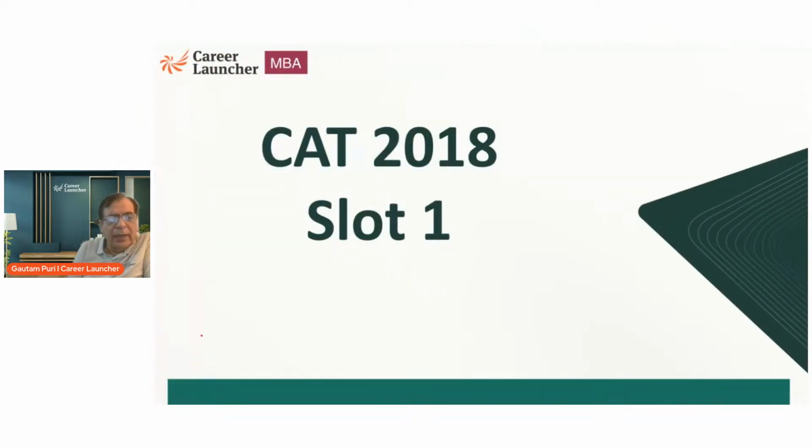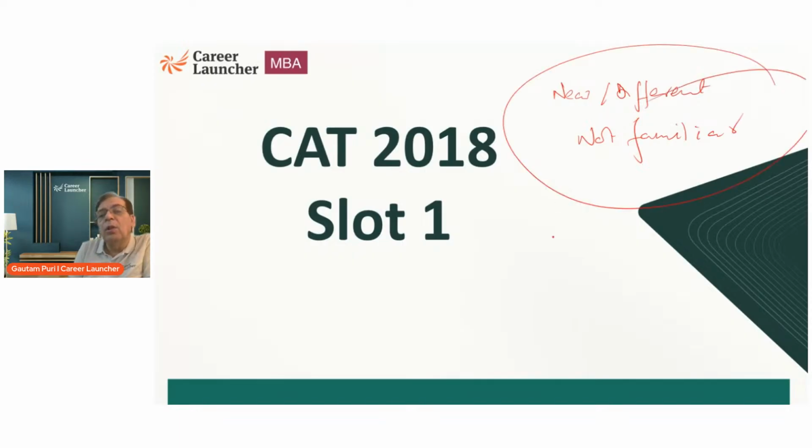Okay. So let's look at this particular data set from CAT 2018 slot 1. Now this is a comparatively simple set. I've always maintained, this is the kind of set that students leave. I have seen this: anything which is new, anything which is different, anything that we are not familiar with, I have seen students leaving all these sets straight away. Students tend to give extra focus on familiarity. To me, familiarity is not important.